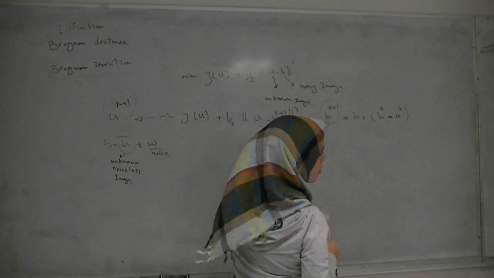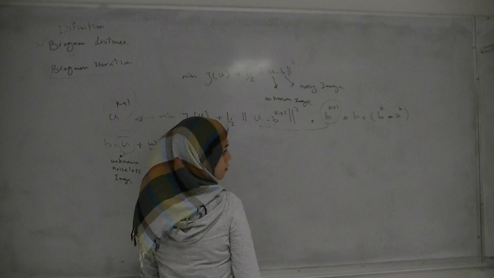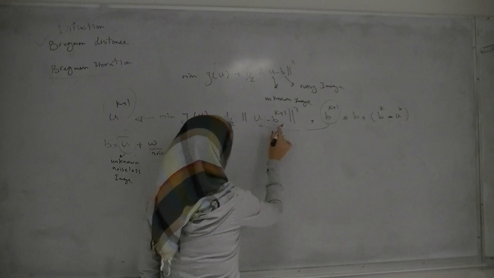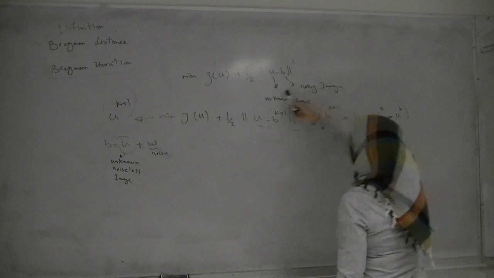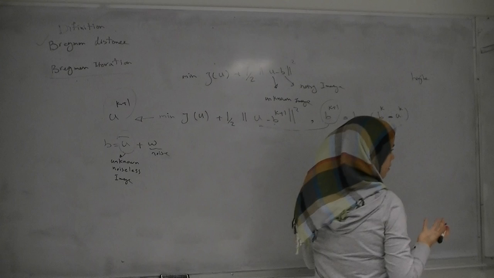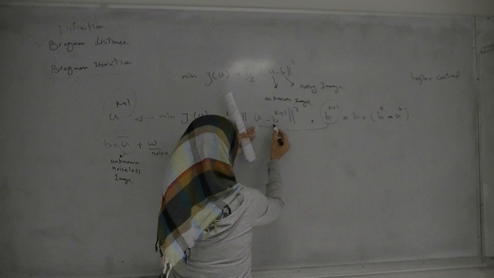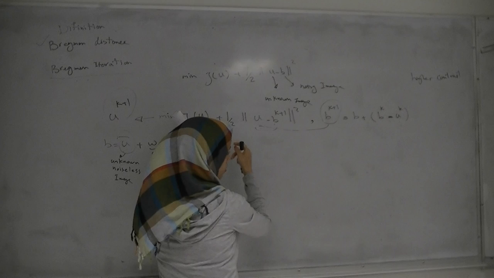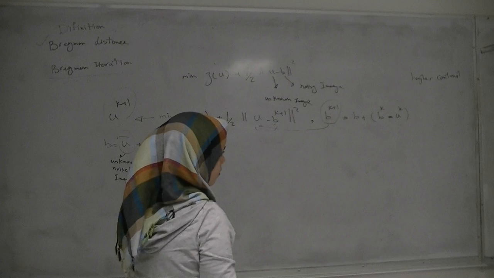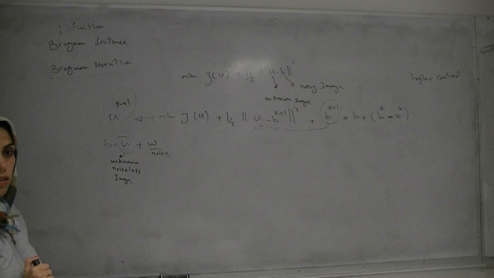Because B is here in the iteration. At step K plus one, you update the noisy image. Here we want to add the residual. We want to solve this equation to find the cleaner image, the one with higher contrast. We want to add this residual to this minimization and find the clear image. But your B is an observation, right? How can you change your observation? And it's noise. No, we just update.